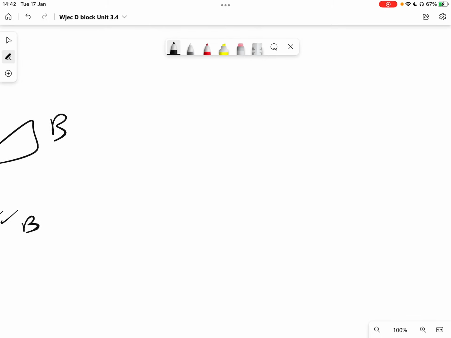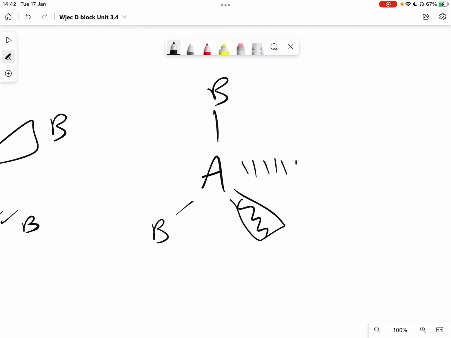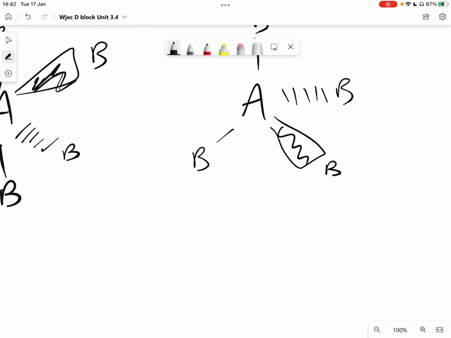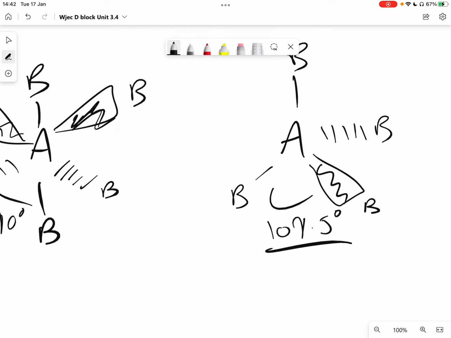And our tetrahedral is like this. Dashed and wedged, you generally colour in the wedged. You probably wouldn't lose marks for it, but it's more of an etiquette kind of thing. So this tetrahedral, as you remember, has a 109.5-degree bond angle. Okay, so this is the shape of the complexes.